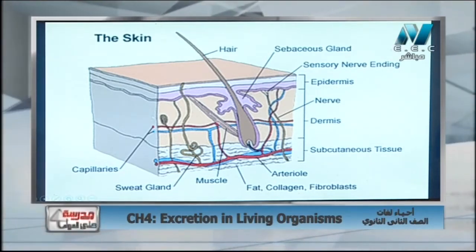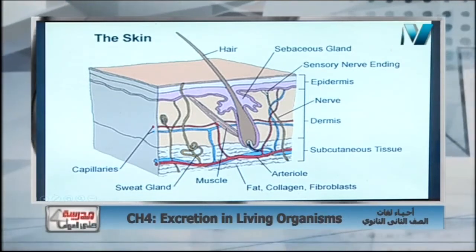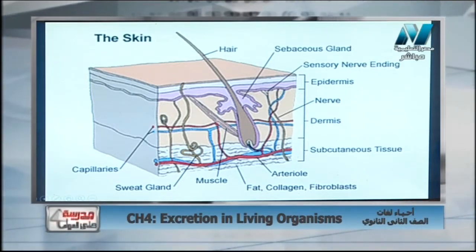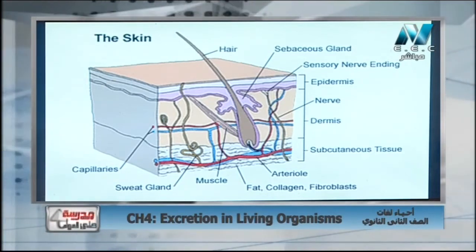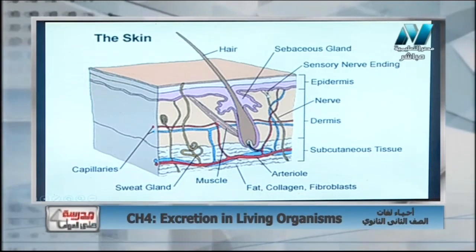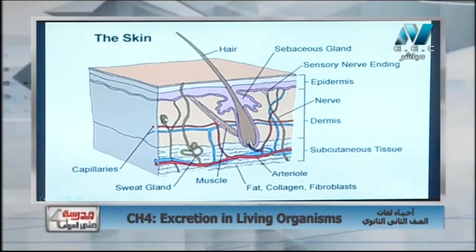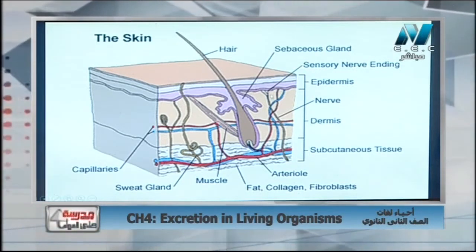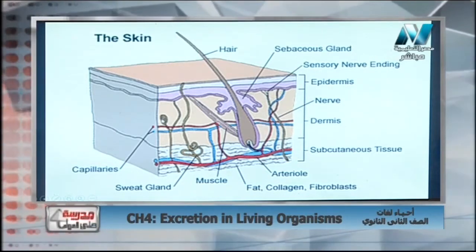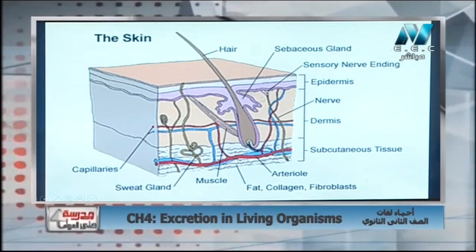Also, we can see the nerve endings, and the nerve endings are in different shapes and different types to convey or to receive different types of stimuli, like temperature, high or low, or the pain we sometimes feel, and many other stimuli that the nerve endings receive.